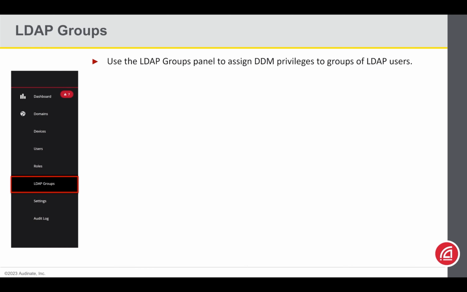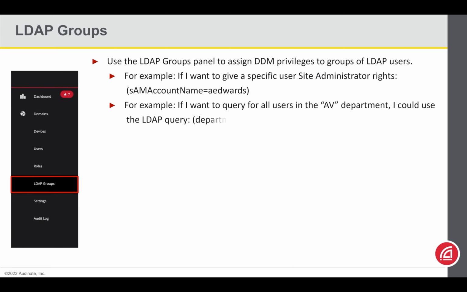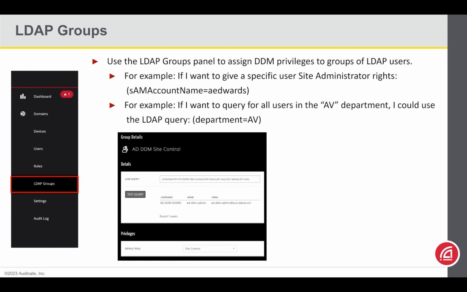So if you want to give someone a special site administrator access, you just do a query with the user SAM account name attribute equals whatever that user's ID. For example, SAM account name equals A.Edwards. You could also query for all the users in the AV department using the query department equals AV. Once you type the LDAP query, this will return the LDAP nodes belonging to the users in the group. And when you click the Test Query button, it will list the users who match the current query.